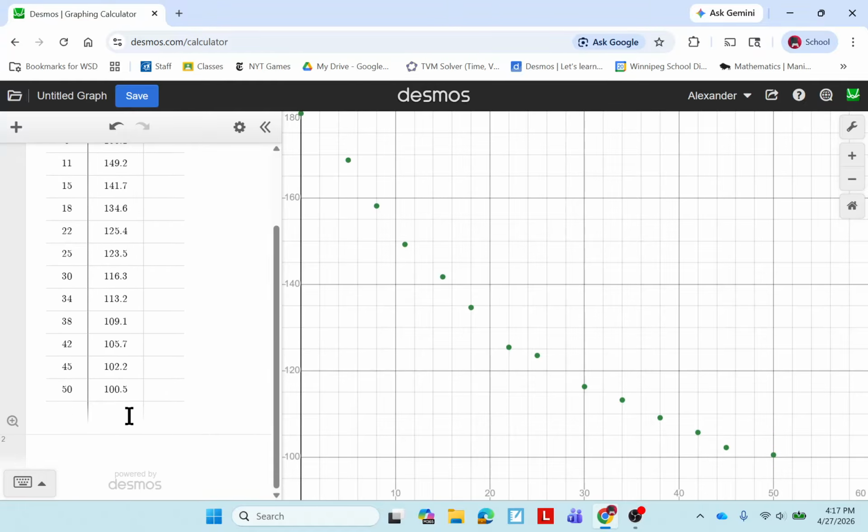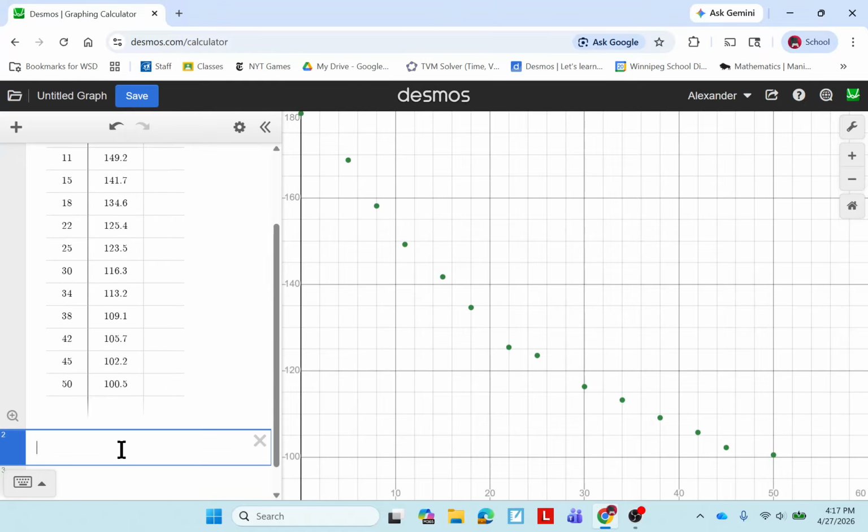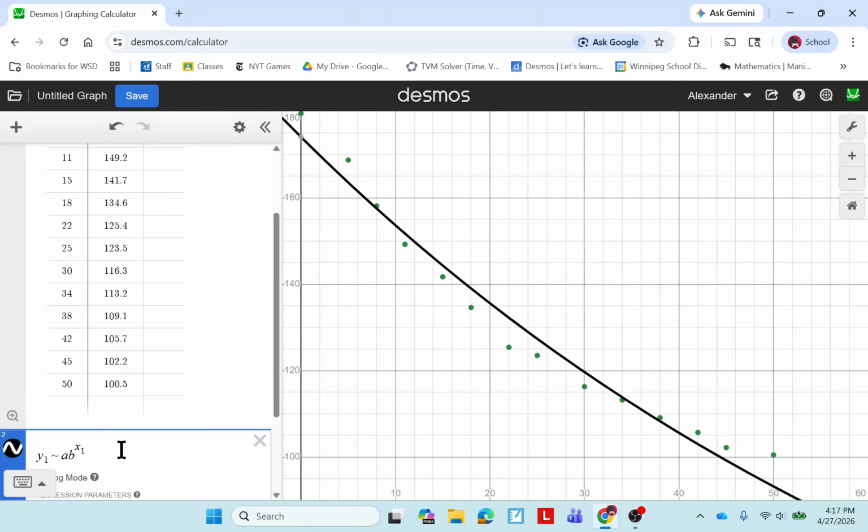Okay, so we've got our table of values there. Now on another line, we're going to type y1 and then squiggle a b to the power of x1. And we get this graph right here.